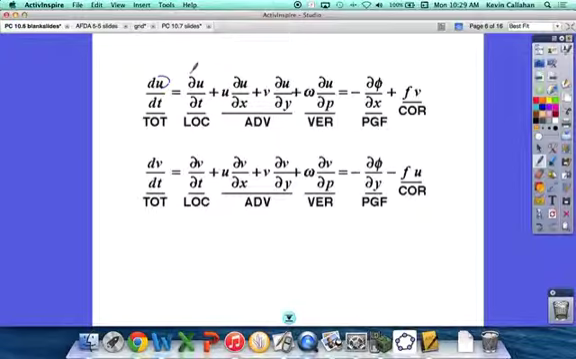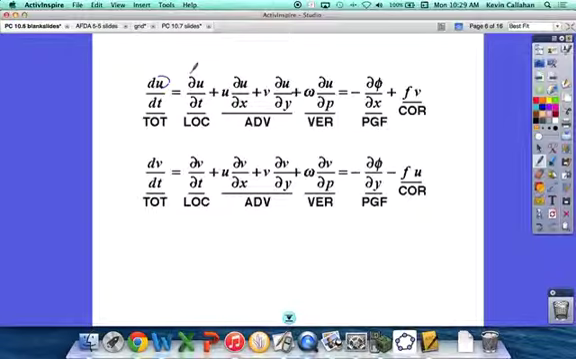What basically it says is, how this component of the wind, the one that's going east and west, changes. First, it depends on how is it changing right at one point in space? If I just sat there and measured, what's the difference from now to the next minute? How did it change, right?